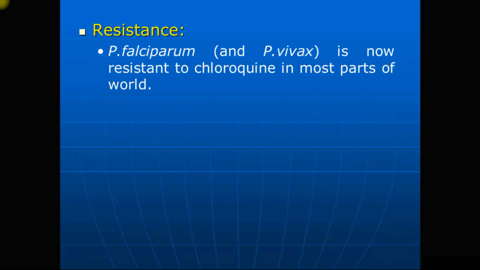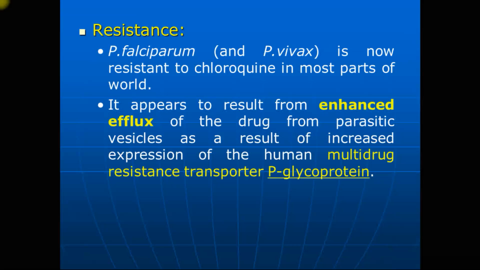Resistance is now widespread in most parts of the world. Plasmodium falciparum and Plasmodium vivax, the first and second major species responsible for the epidemiology of malaria, are now resistant to chloroquine in most parts of the world. The mechanism of resistance is enhanced efflux. If you remember the basic chemotherapy lectures, you must have learned about efflux. There are pumps, special proteins, which continuously move the drug from the intracellular fluid towards the extracellular fluid, or outside the cell.